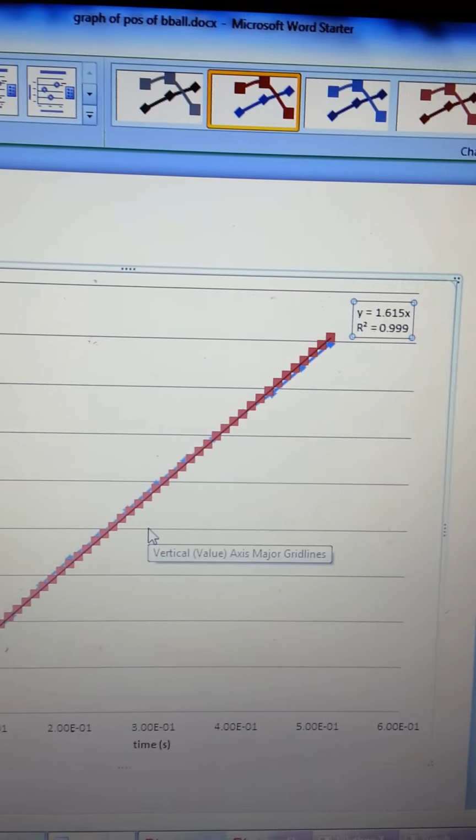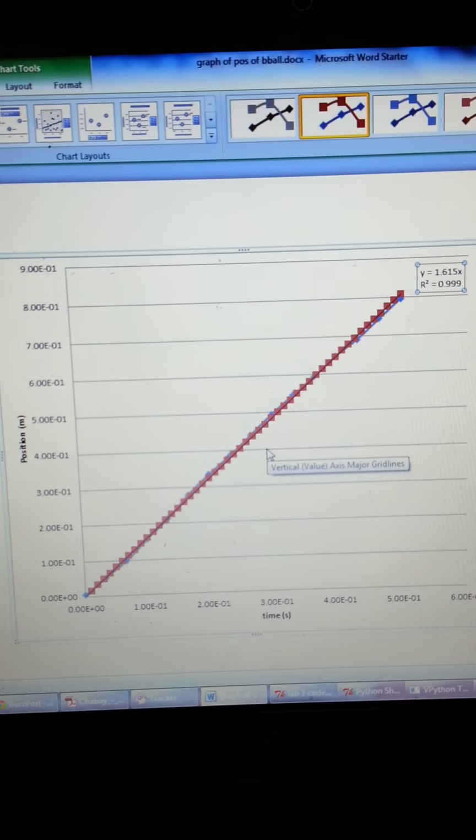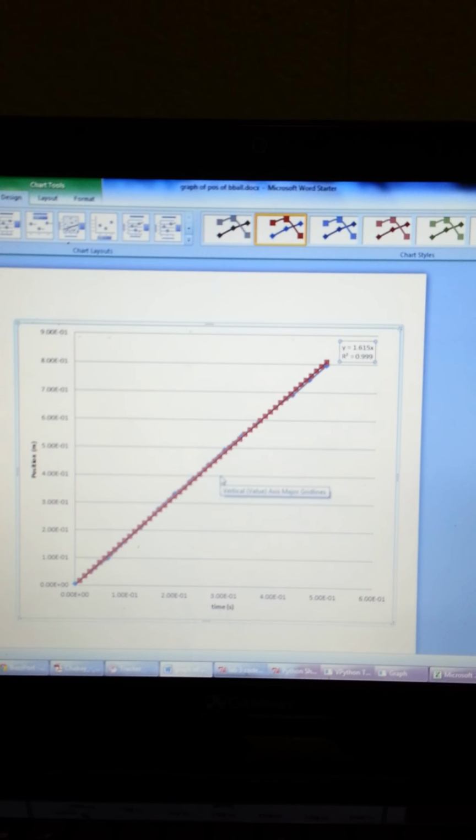And we see that it was a pretty good experiment because the model fits almost perfectly with the actual data results.